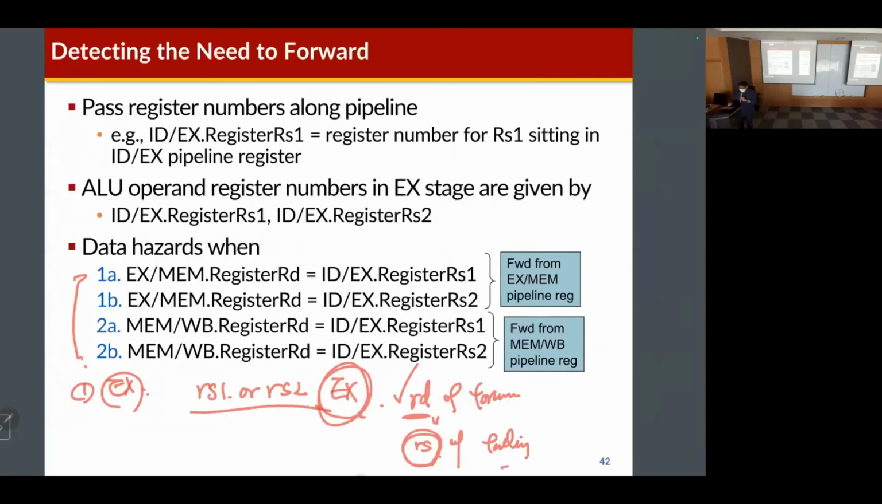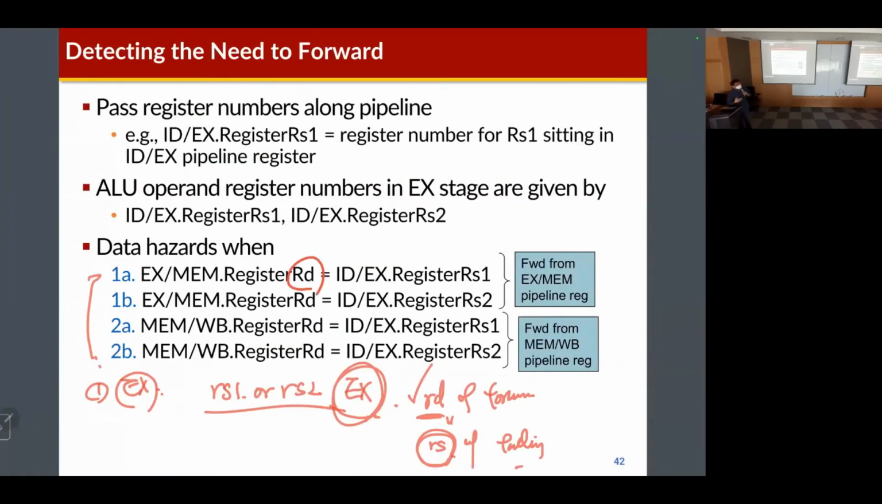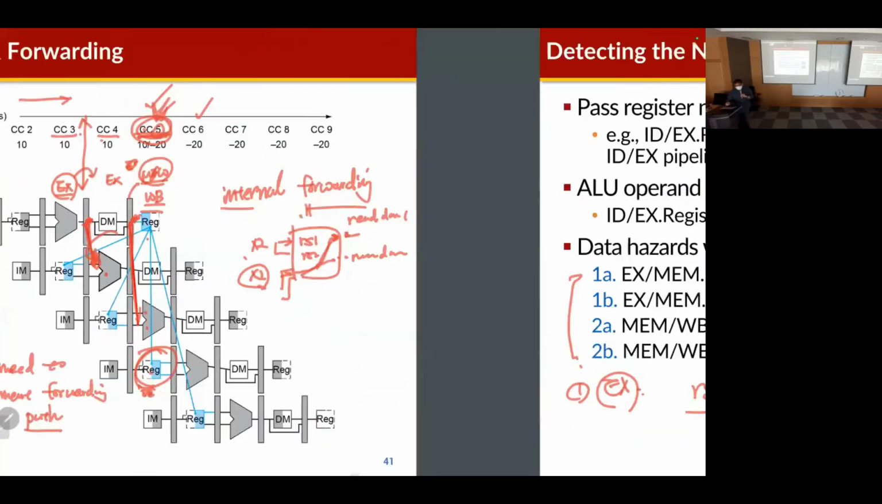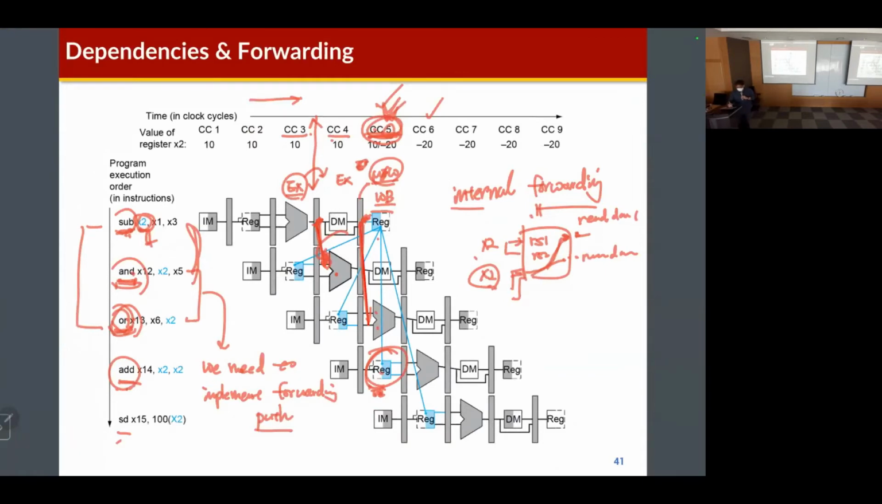So we can check the RS1 of the instruction in the EX stage. And how about the RD? RD is the destination register of the former instruction. The former instruction can be in the memory stage, like here, which means that when the AND instruction receives the data from the SUB instruction, the SUB instruction is in the memory stage and the AND instruction is in the EX stage. So we need to check the RD of the memory stage because the former instruction is in the memory stage.